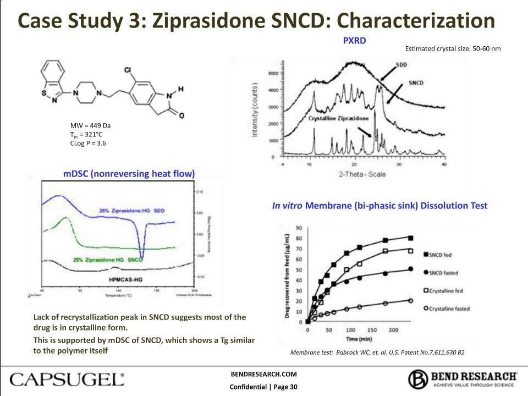And this suggests that the vast majority of the drug is crystalline in that solid nanocrystalline dispersion. The lower right-hand part of the slide shows a biphasic sink dissolution test, which suggests higher dissolved drug levels in the test for the solid nanocrystalline dispersion versus the bulk crystals, as evidenced by the sharper slope for those formulations in both the simulated fed or simulated fasted media.